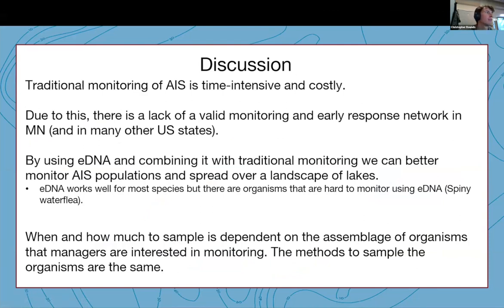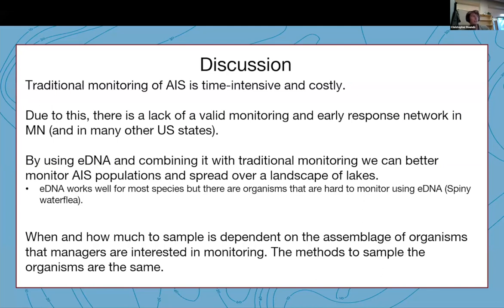As I mentioned at the beginning, the traditional monitoring of aquatic invasive species is time intensive and really costly. Because of this, there's a lack of statistically valid monitoring throughout the state of Minnesota and an early response network. We're not the only state that suffers from this problem. Pretty much any state with a lot of water bodies also has a lack of an early response network for multi-species aquatic invasive species. But by using environmental DNA and combining it with traditional monitoring, we can better monitor AIS populations and spread over the landscape of lakes that we have in Minnesota.